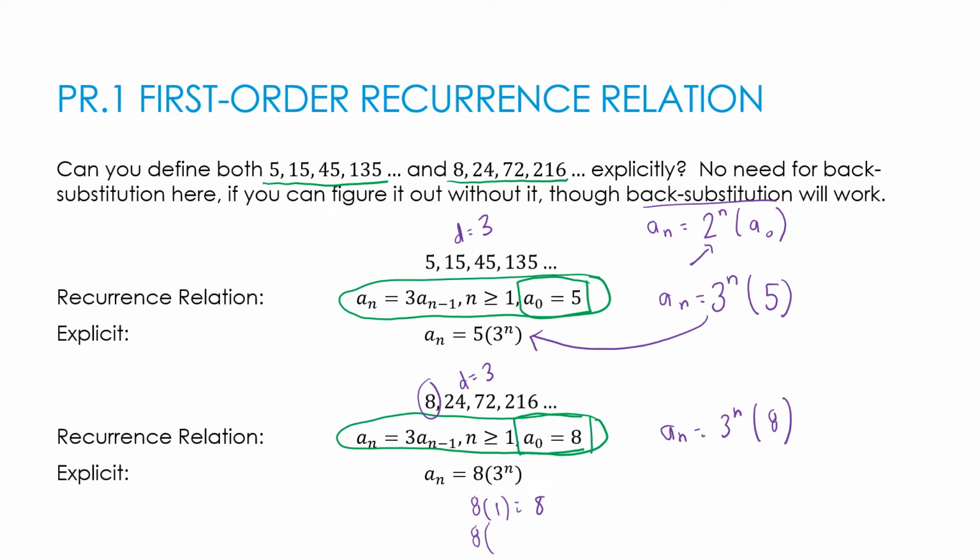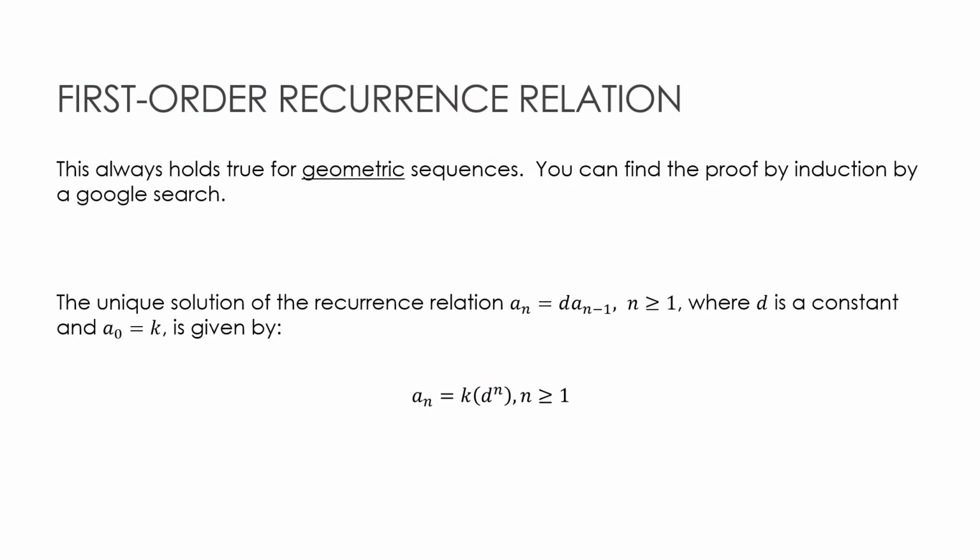8 times 3, to the first, which is 8 times 3, which is 24. That gives me my next value. So we can see that this pattern does, in fact, work. What we find then is that this always holds true for geometric sequences. So again, this is specific to a geometric sequence where all I'm doing to get to the next value is multiplying by the exact same value.